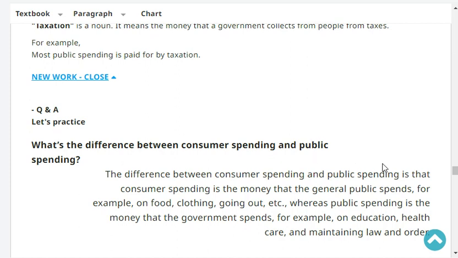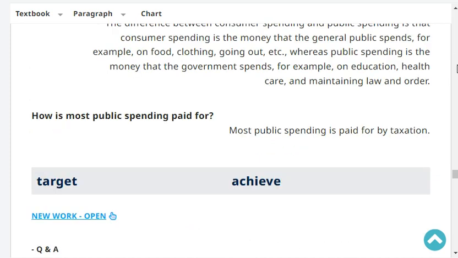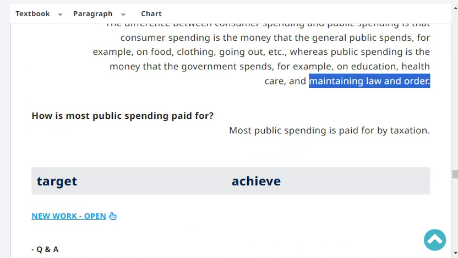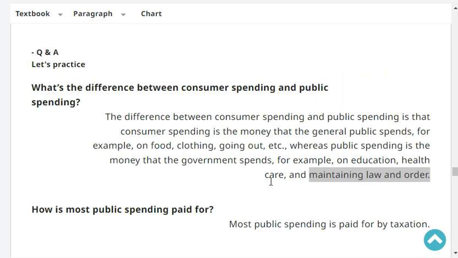Law, like the peace and control of the country. Law and order. Maintain law and order. Very good. So law and order like this. Like the peace of the country. Okay, I understand. Maintaining law and order.